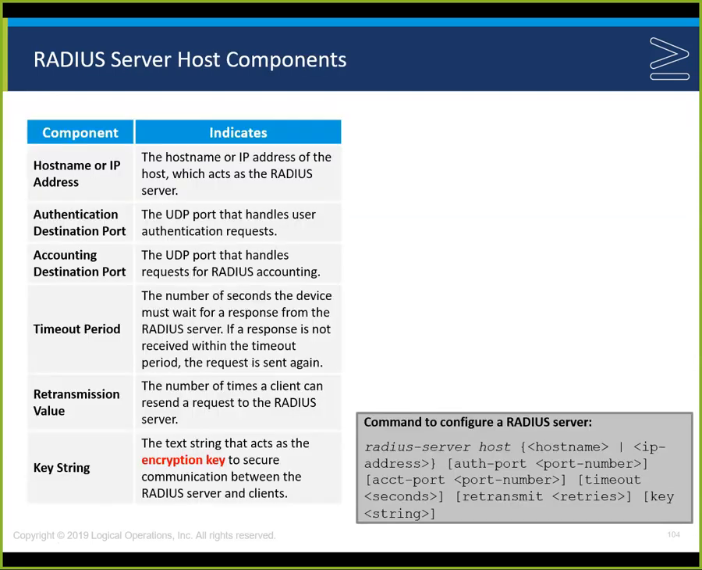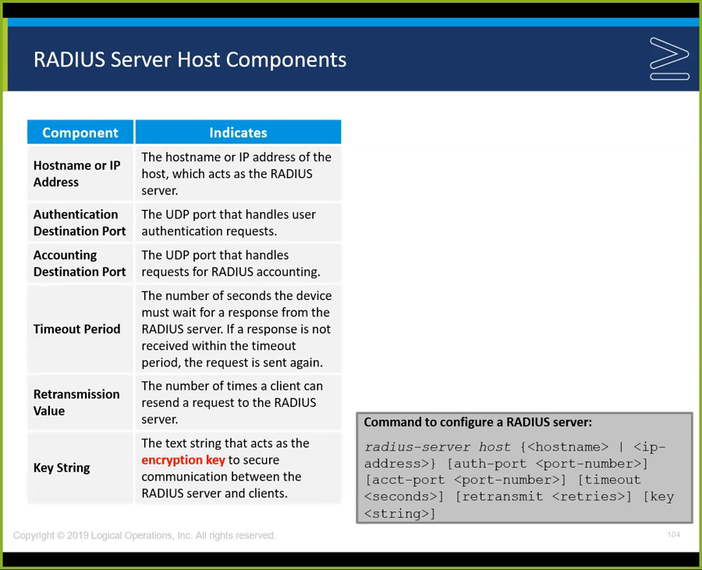So the RADIUS host components: we have the host name or IP address of the host, the authentication destination port, the accounting destination port, the timeout period, and then the retransmission value. The key string down here is a shared secret. The shared secret is configured on the RADIUS server and on the device. It's a mutual authentication. The commands in order here at the bottom are radius-server host, and then the host name or the IP address.